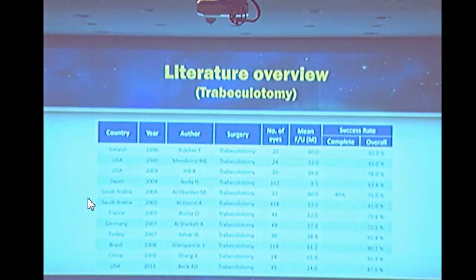So this is what the literature says. When you look here, you see that our overall success is comparable, probably, when you look at our population here in Saudi Arabia.